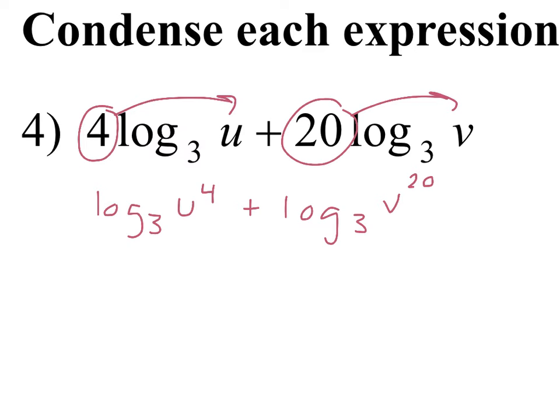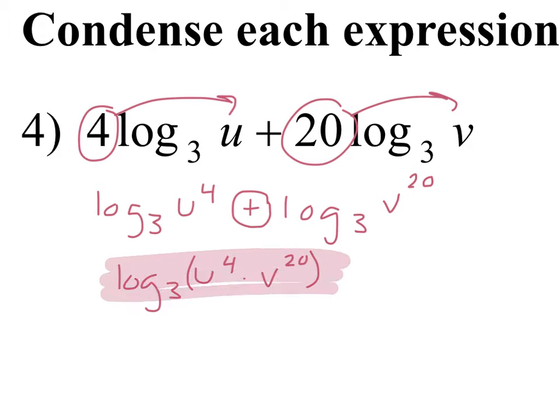Next thing we need to do is combine them into 1. So since we are adding them, we multiply. So we're just going to have 1 log base 3 of u to the 4th power times v to the power of 20. And this is our answer. Any questions here?